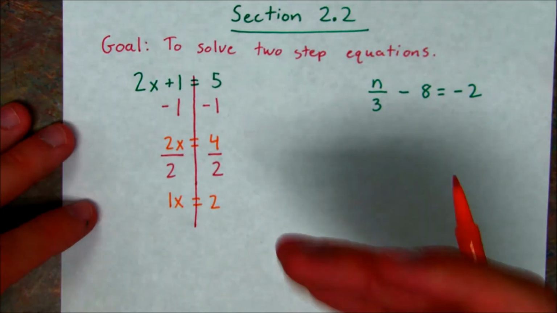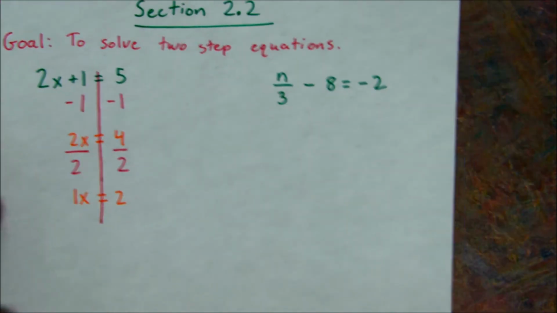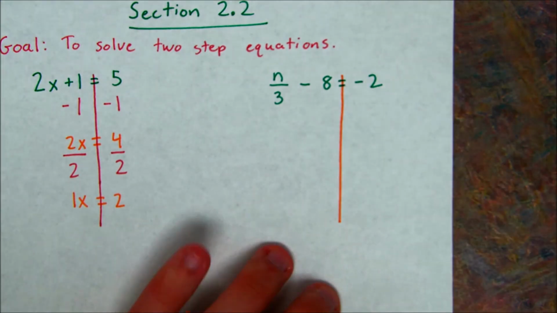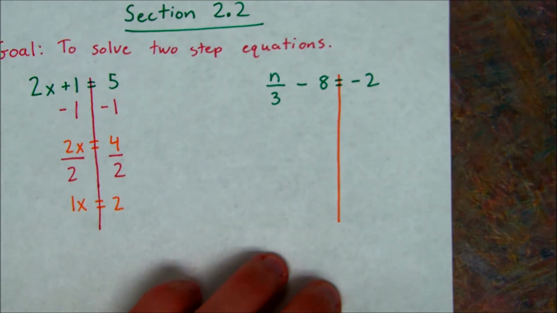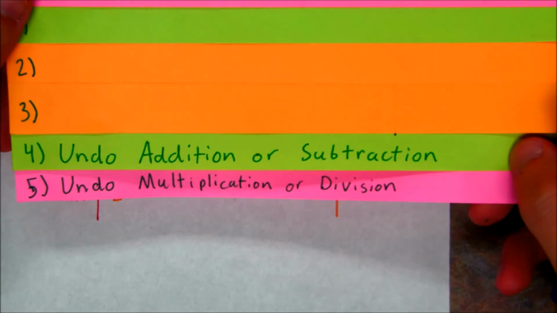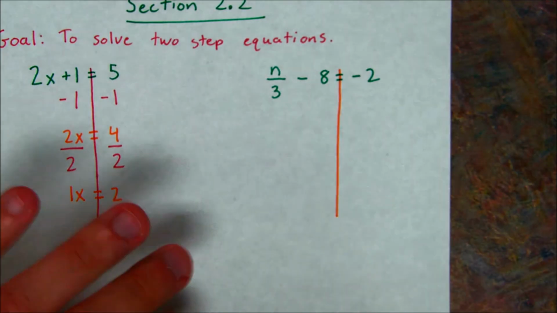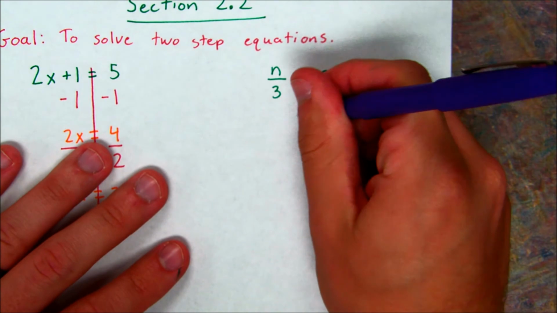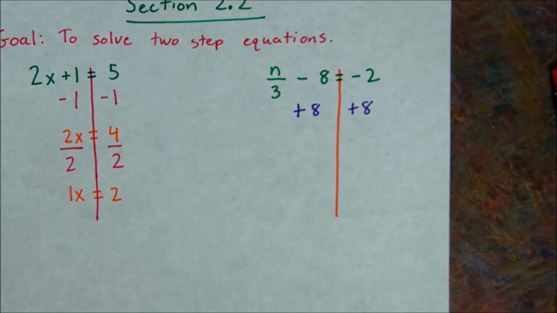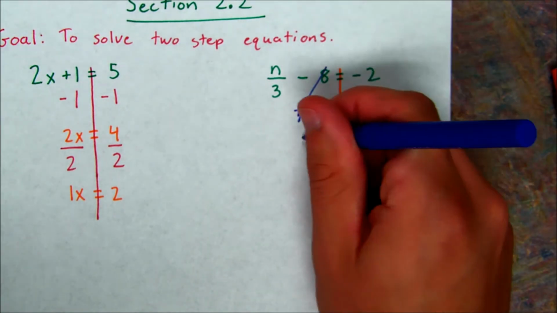Let's try one more. I've got n over 3 minus 8. I'm going to draw my brick wall and go back to the foldable. The foldable says, going to the first step in order, to undo addition or subtraction. I see here that I have a minus 8, so I'm going to undo the minus 8 by adding 8 to both sides. Those cancel each other, so I have n divided by 3 equals positive 6.